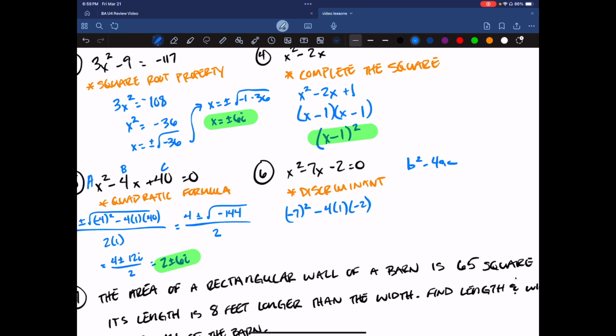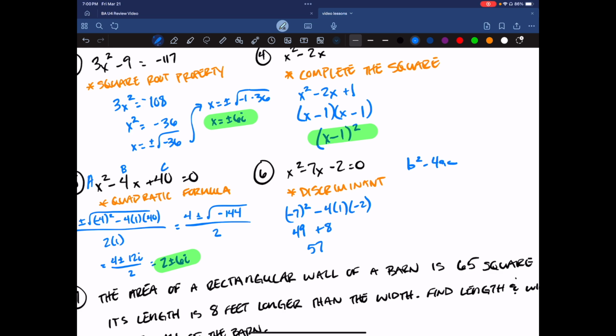Usually, if either a or c is negative, but not both, that means that middle sign is going to be a positive, which means I'm going to have a positive number as an outcome. I'm not going to get a negative under the square root. So let's see, that's 49, plus 8, and so that is 57.